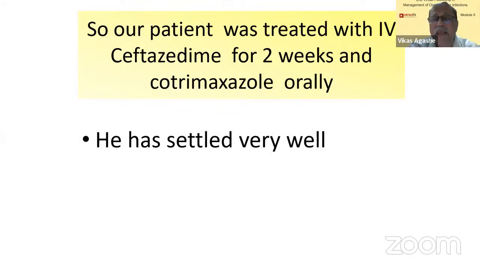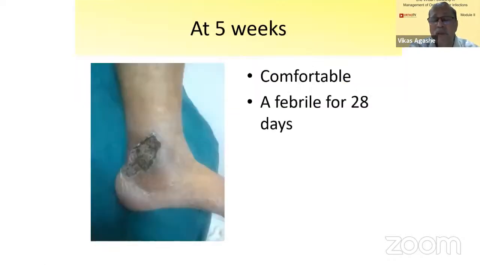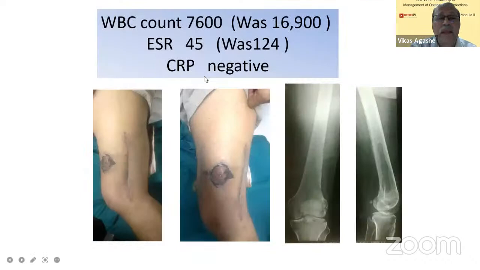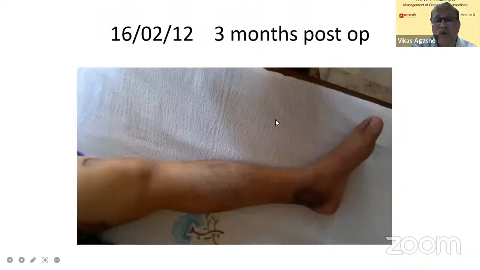The ceftazidime is the most important treatment for acute illness, cotrimoxazole for prevention of infection. Now, to go through our story, this is him at 28 days, totally afebrile. He settled very fast. ESR came down. That's at 4 weeks or so. That is 3 months post-op.